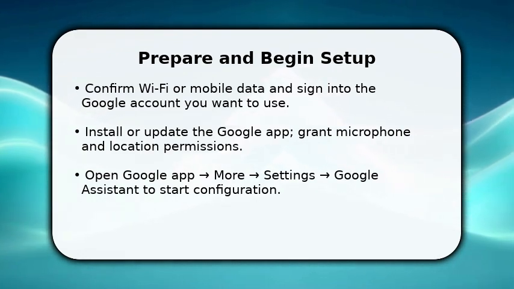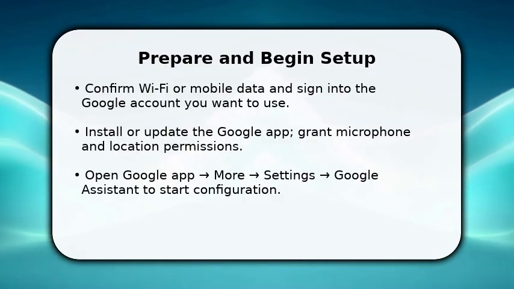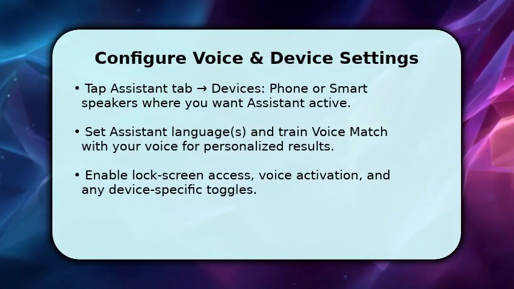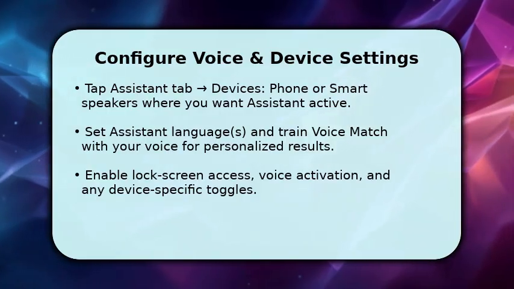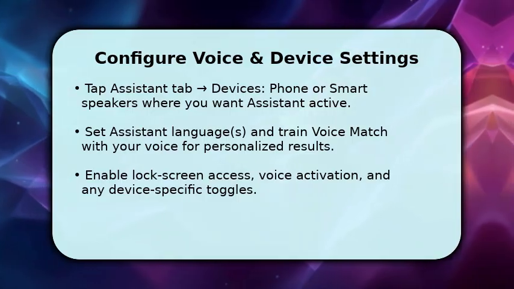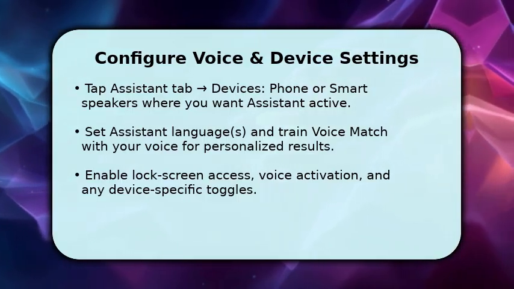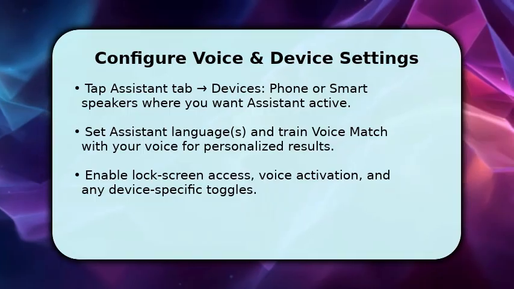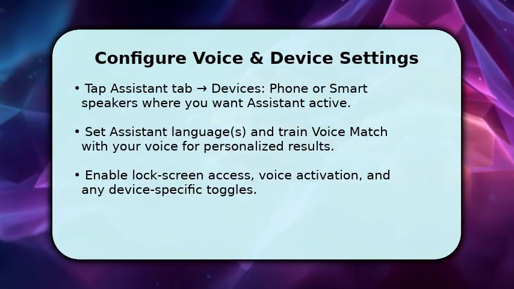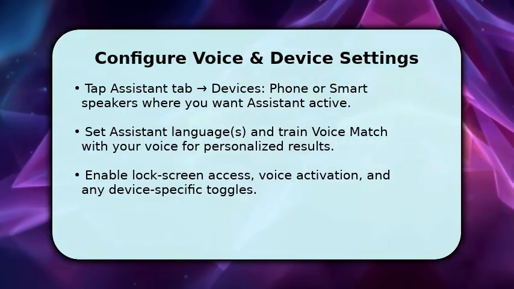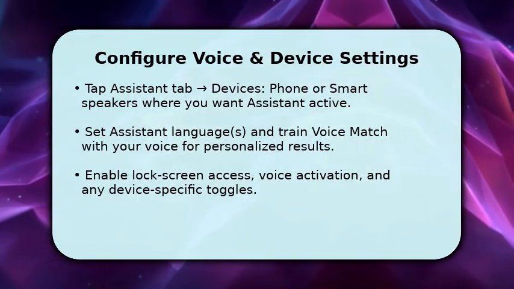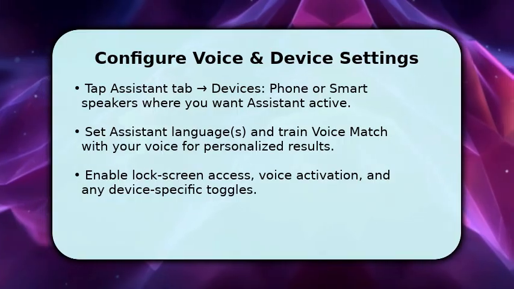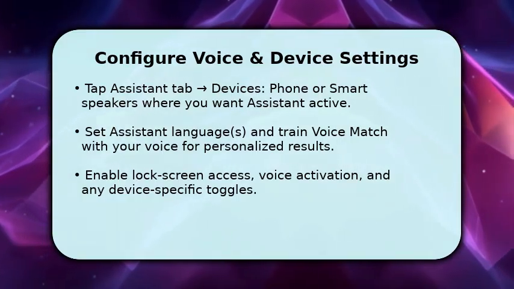You'll continue by selecting which devices should run Assistant, pick phone or paired smart speakers so commands route correctly. Then set the primary language and add secondary languages if needed. This improves recognition and response relevance. Make sure to train voice match so Assistant recognizes your voice for personal results and secure actions. Also enable lock screen access and voice activation if you want hands-free use. These steps link voice identity to device.